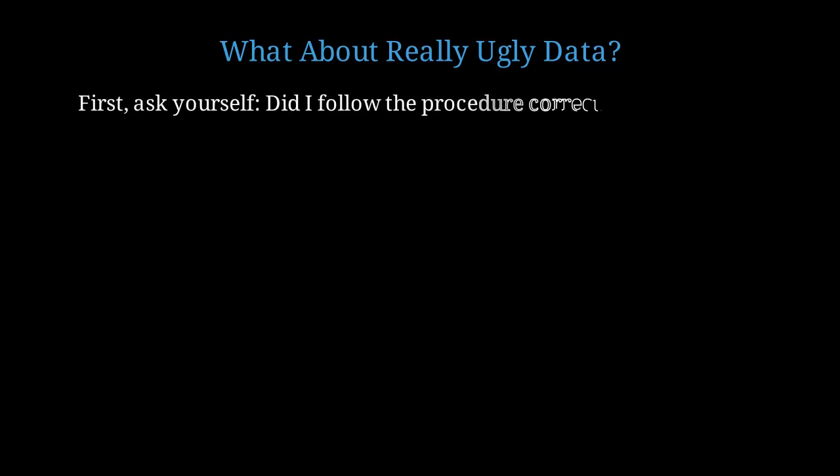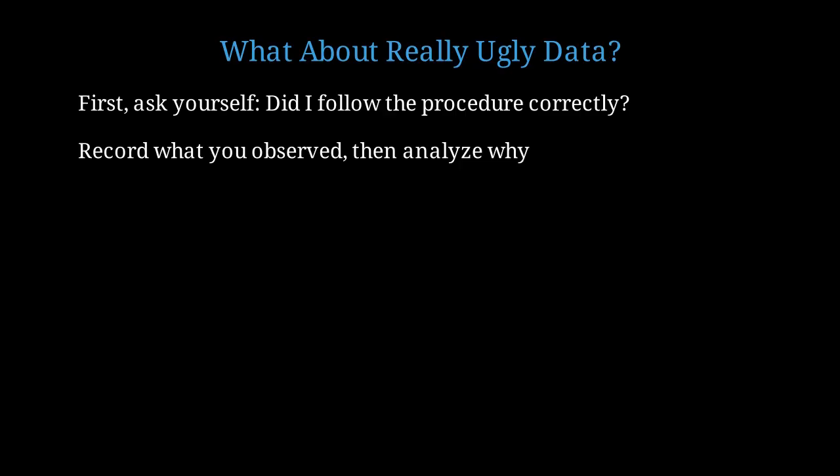Now let's address a common question. What do you do when your data is really ugly and inconsistent? First, ask yourself, did I follow the procedure correctly? Did I use the instruments properly? Were there any obvious errors? Record exactly what you observed. Then, in your analysis section, discuss possible reasons for the inconsistency. Possible reasons might include systematic errors in your apparatus, random measurement uncertainty, environmental factors like temperature changes, or limitations of your measurement technique.